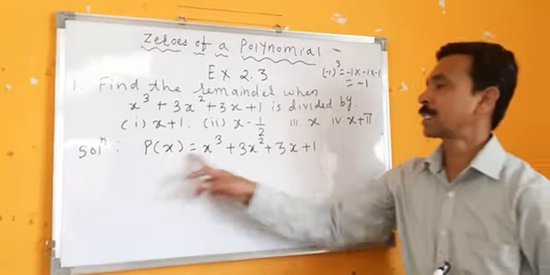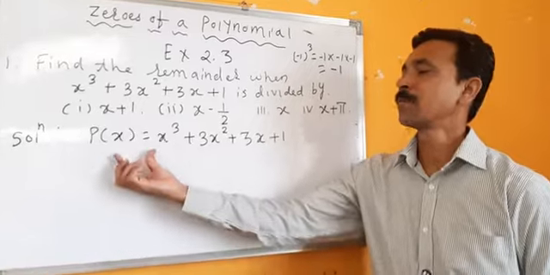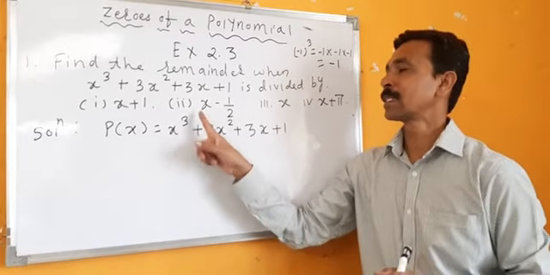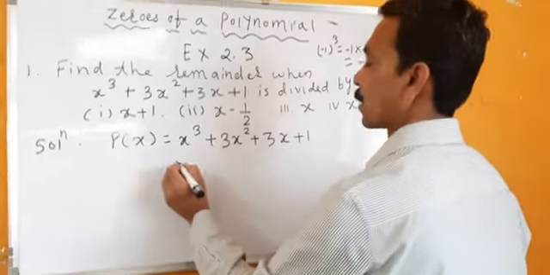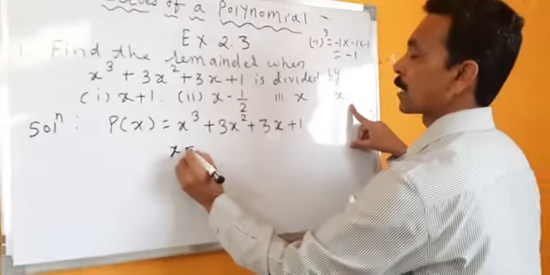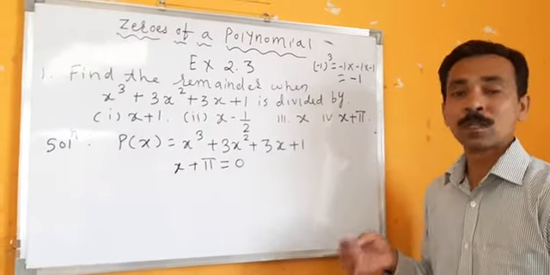I will keep P of x as it is. P of x is equal to x cube plus 3x square plus 3x plus 1, because for all the bits P of x is the same. Here it is written x plus pi. But what if x plus pi is equal to 0?